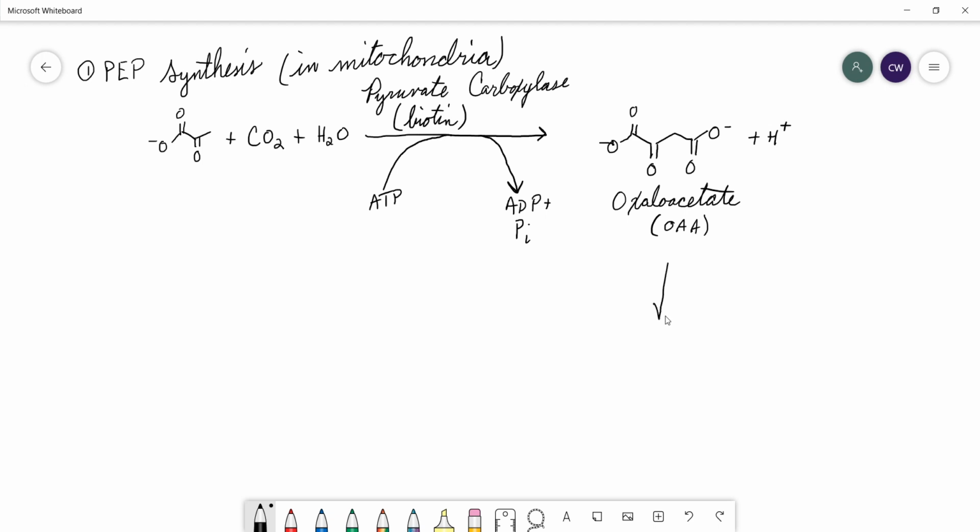Okay, and the Malate Shuttle is a reversible reaction that is mediated by malate dehydrogenase. It is a reversible reaction that consumes NADH and H plus. Sorry, that should be a capital H. And what it does is it converts the oxaloacetate to malate.